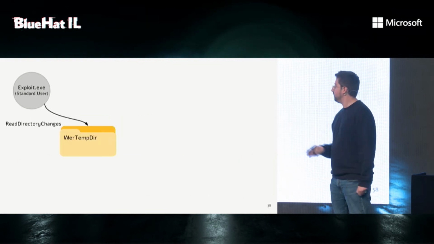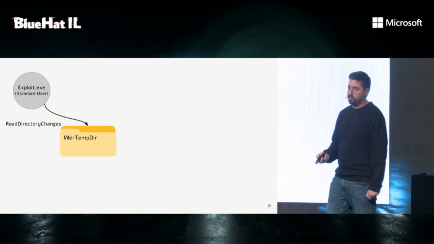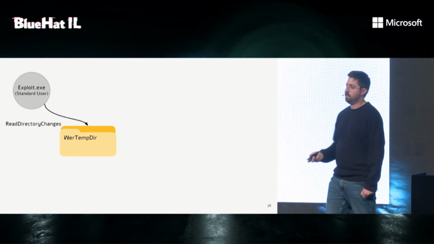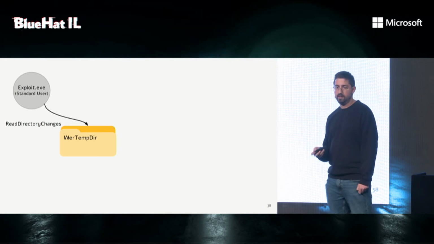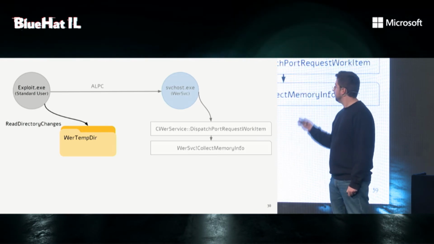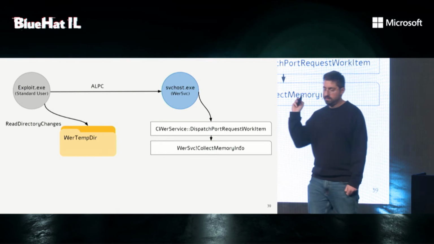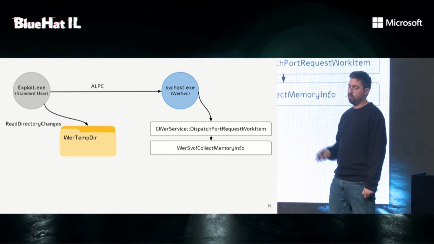And let's see how we exploit this bug. We'd call ReadDirectoryChanges on the WER Temp directory. That allows us to get notified each time a new file is created under this directory, along with its file name. Then we'll trigger the ALPC call, which will call CollectMemoryInfo.